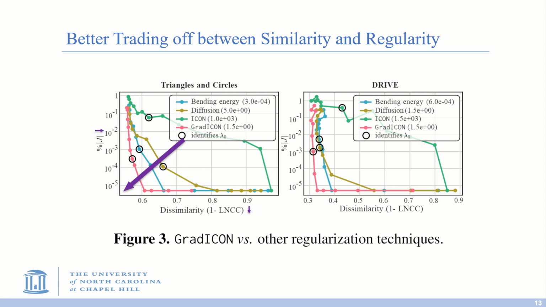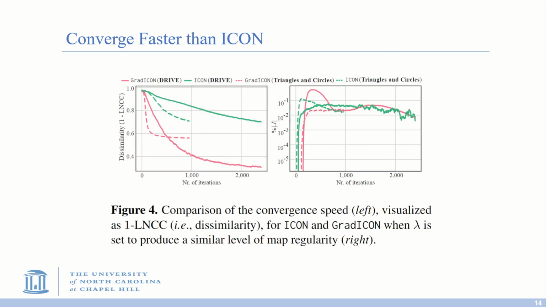One would want a good registration model to have low dissimilarity and a low percentage of foldings. Thus, a good regularizer should not trade off too much between similarity and regularity, and it should be close to the bottom left in this figure. We can see in this figure that for the 2 datasets we test, gradient inverse consistency performs the best among all the compared regularizers in terms of the trade-off between similarity and regularity.